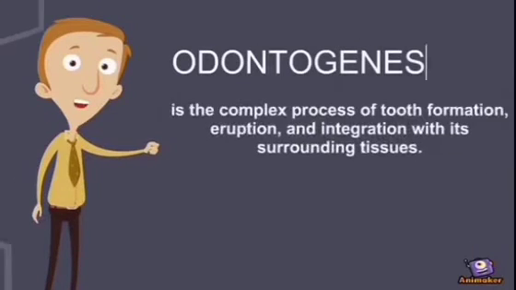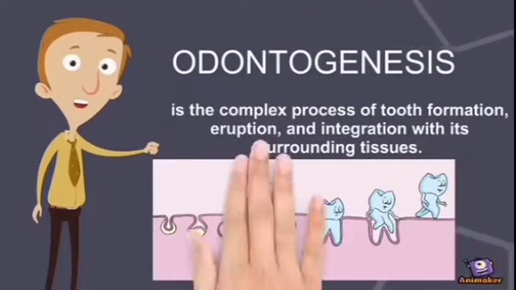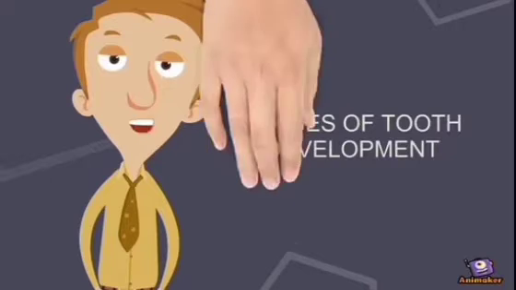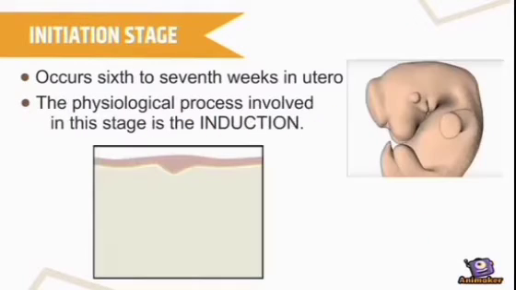Odontogenesis is the complex process of tooth formation, eruption, and integration with its surrounding tissues. Stages of tooth development. The first stage of development, the initiation stage, occurs 6 to 7 weeks in utero.